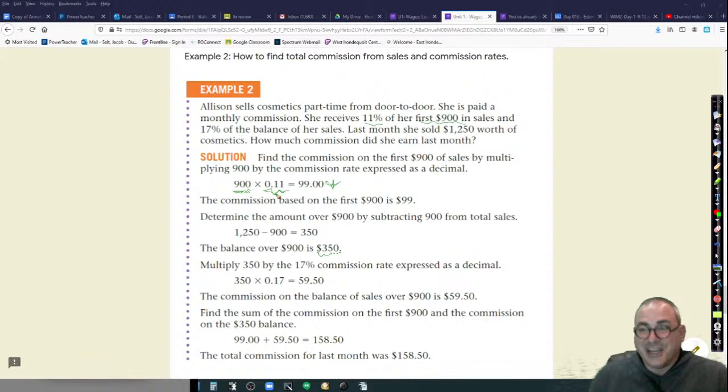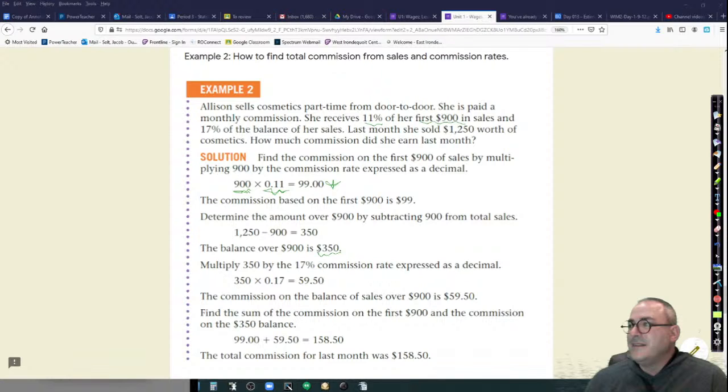So now we got to add these two things together. We got to add the $99 with the $59.50, which gives us $158.50. The total commission for Allison for everything she sold that month was $158.50. Probably not bad. A little bit of profit for some little part-time gig she's got on the weekends, selling cosmetics. Little extra hustle money, right?